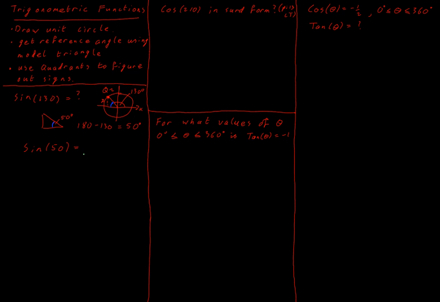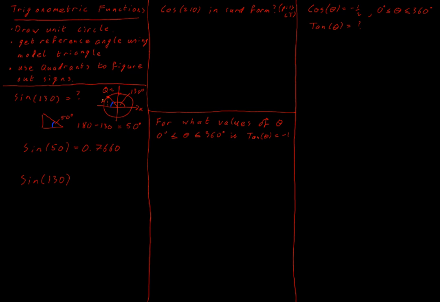So sine of 50, when I put it into my calculator, when my calculator is in degrees, is 0.76604. So this is my sine of my reference angle, and now I'm going to use my quadrants to figure out what the sine of 130 is going to be. So sine of my reference angle gives me 0.7660. And am I going to have a positive or negative sign when I'm in the second quadrant?